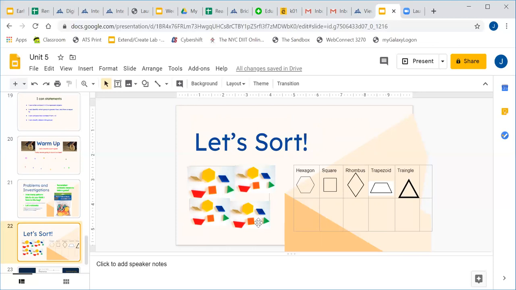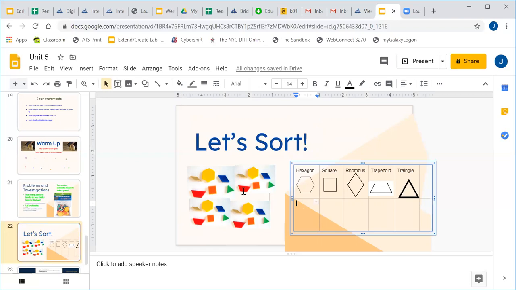Now I want us to look at this. I want us to think, all right, how many hexagons do we see? You know what? Let's count. 1, 2, 3, 4. Wow, friends, I see 4 hexagons. All right, let's look at the squares. Let's see how many squares we have. 1, 2, 3, 4. Oh my goodness, we have 4 squares.